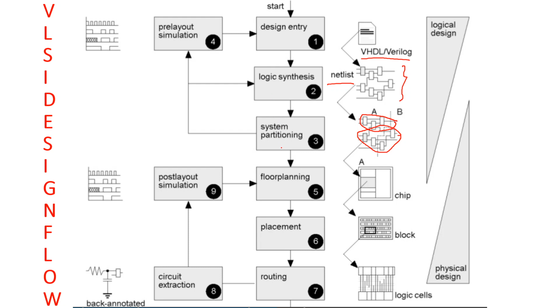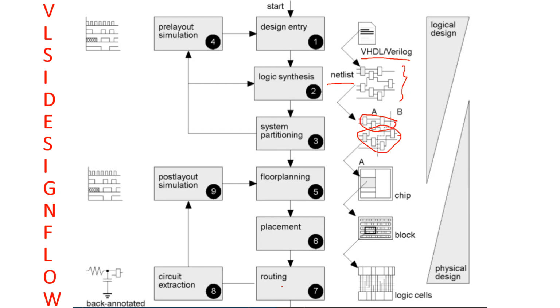Once the system partitioning is completed, we enter the floor planning, where the partition blocks are placed in such a way that they occupy the minimum space in the integrated circuit that we are going to fabricate. Once the floor planning is completed, we perform the placement, in which those blocks are placed inside the chip that has the standard cell designs. After the placement is performed, the routing has to be done, which means how these blocks are to be routed will be performed.